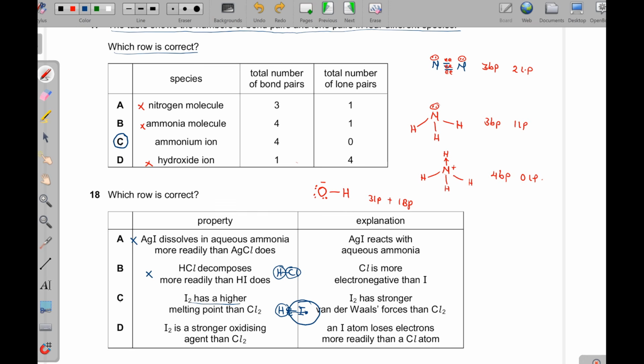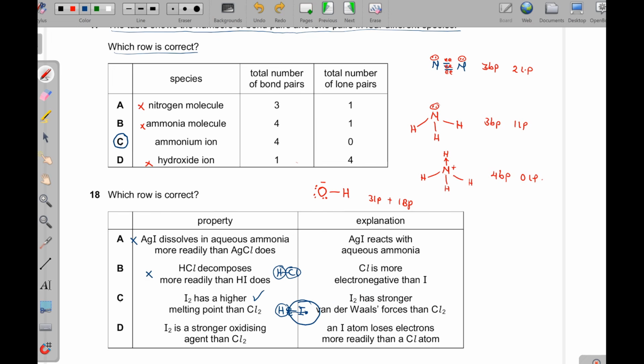Then see, iodine has a higher melting point than chlorine. This one is correct. Why? Because as you go down the group, you are going to increase the number of electrons, and the more the number of electrons, then the stronger the ID forces. So here they are saying iodine has stronger van der Waals forces than chlorine, and that is right.